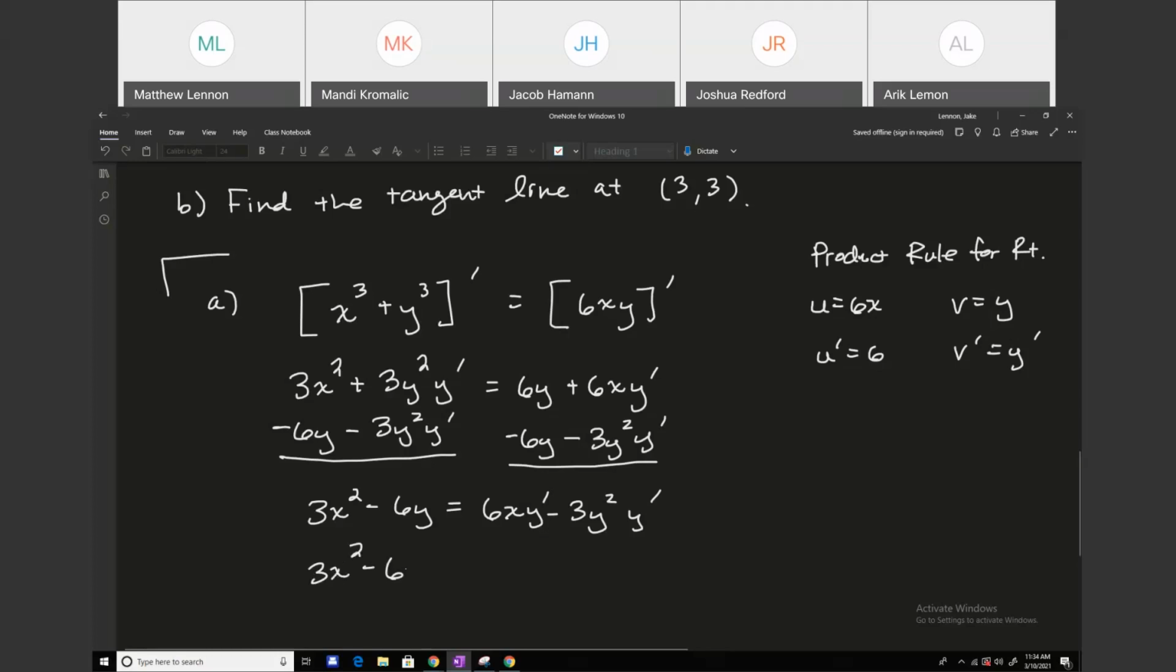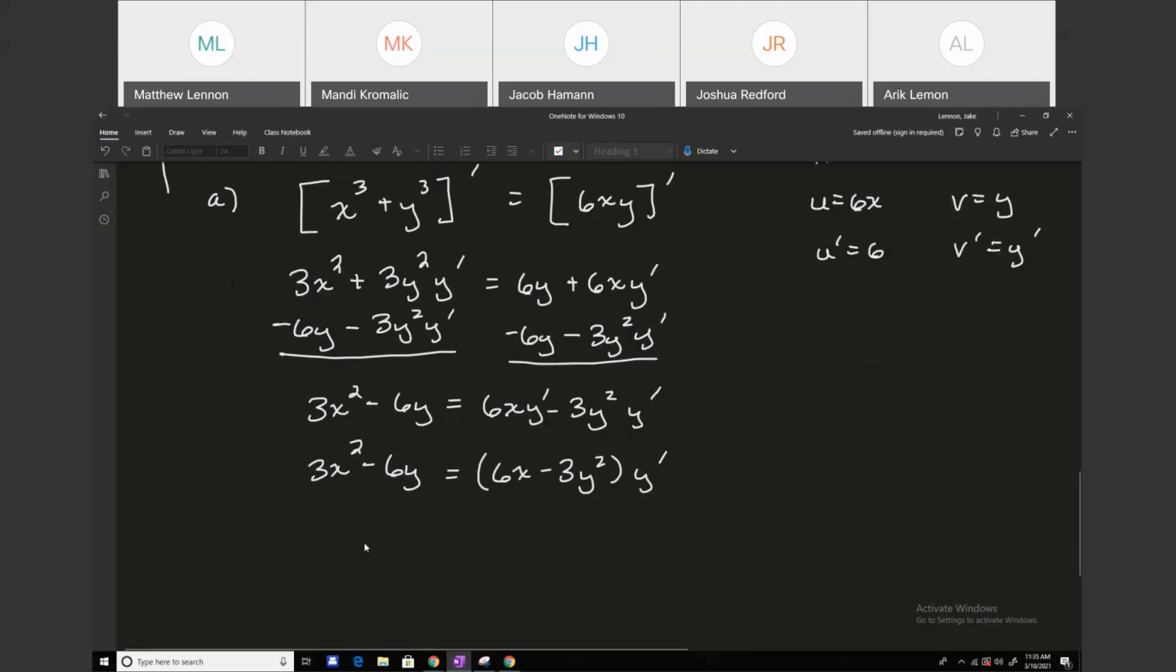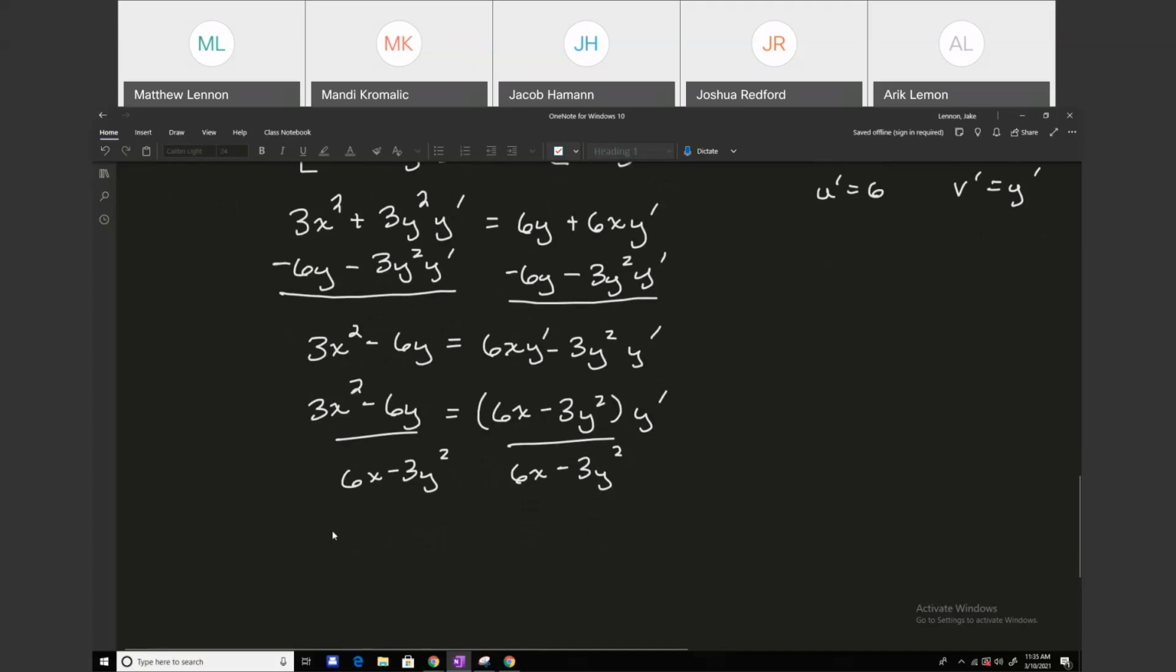So we have 3x squared minus 6y, and then we want to factor out a y prime, so we have 6x minus 3y squared, and then the y prime on the outside. And then we just want to divide on both sides by this 6x minus 3y squared. So now we have our derivative. 3x squared minus 6y over 6x minus 3y squared. This is y prime. That's our derivative. So that's the answer to part A.